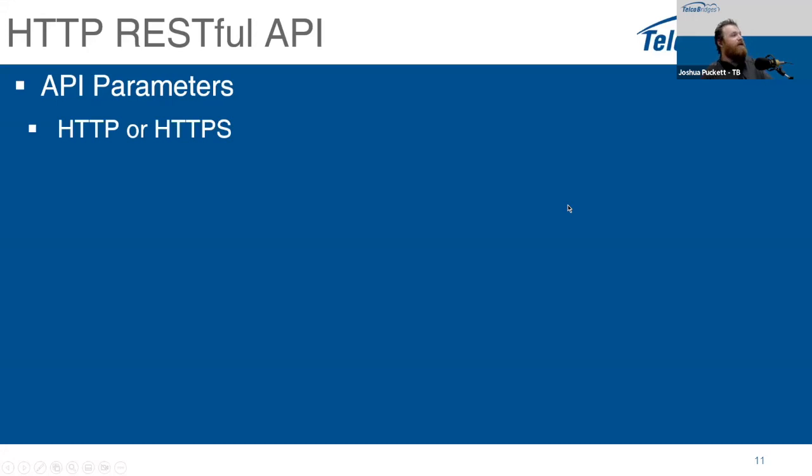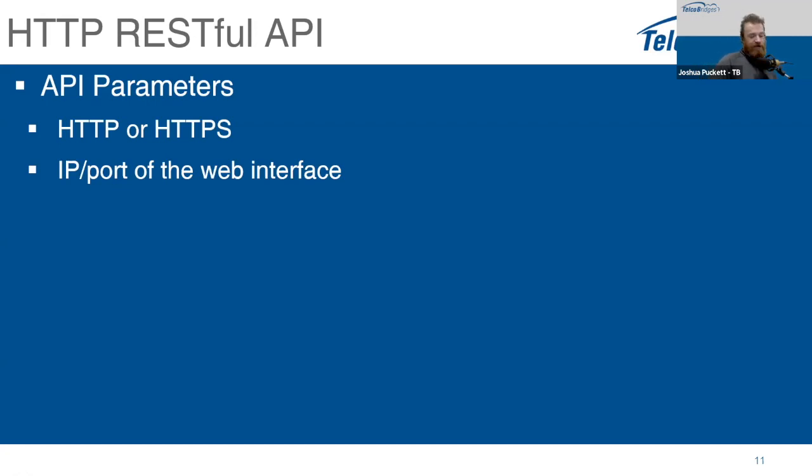The API is going to communicate over HTTP or HTTPS, and the configuration in the services, when Luc was showing you how to change that, is going to apply to your API and to your web GUI at the same time. So if you change all your web GUIs to HTTPS, remember that all your API tools need to be using HTTPS as well. Same goes for the IP and the port. It's going to be the port of the web interface, not the port of the SSH.